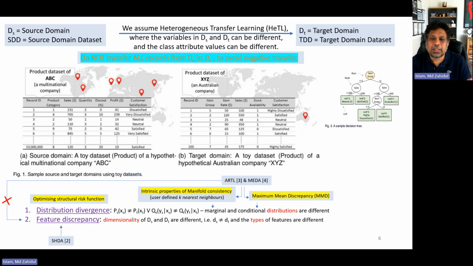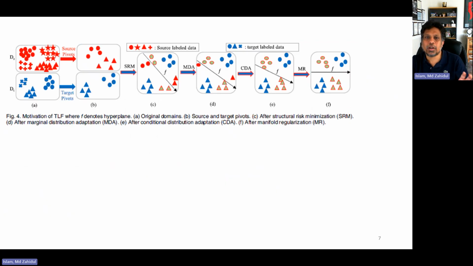Let us explain the main concept of our proposed technique in this slide. This figure 4 that you will see in the paper as well is a symbolic explanation of the main key concepts of the proposed technique.